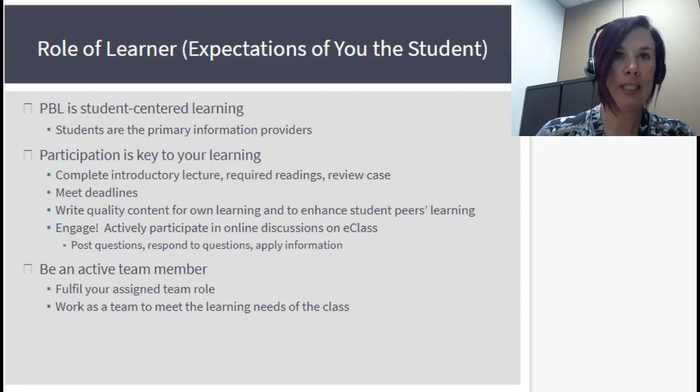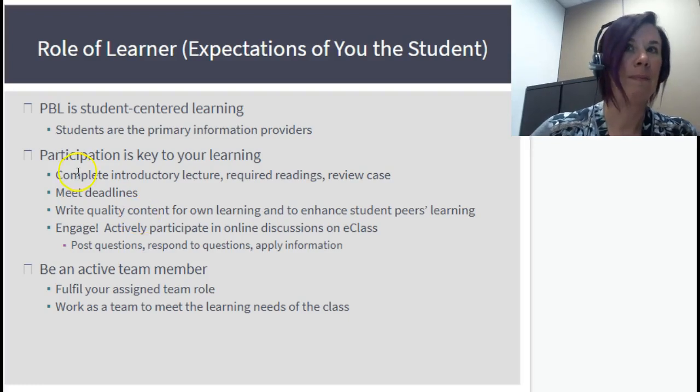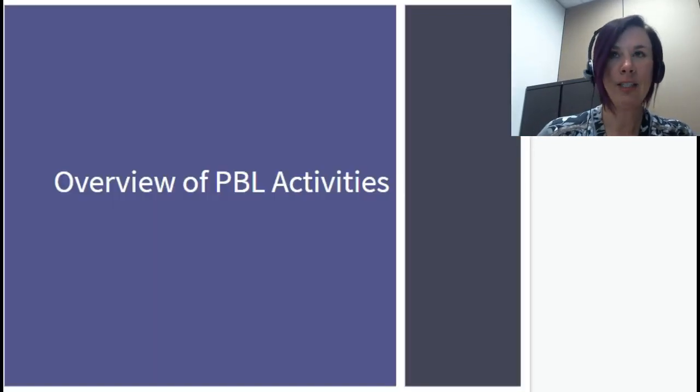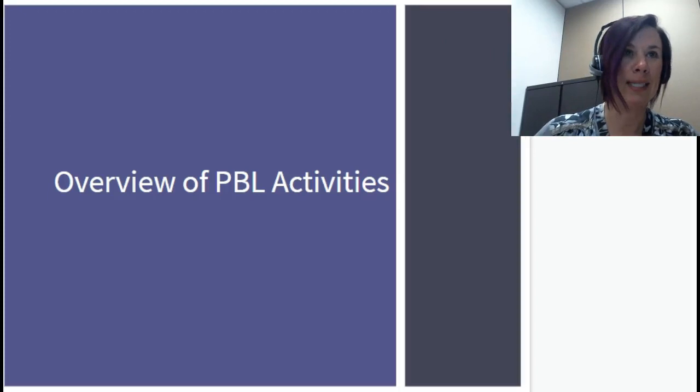There will also be very specific team roles that each student will take on, taking turns. We will be discussing these in a little bit. Let's take a look now at an overview of the PBL activities.